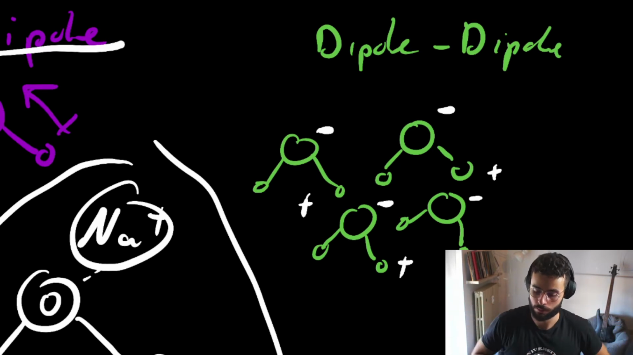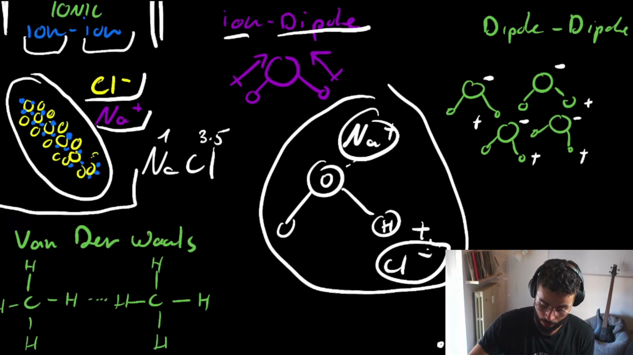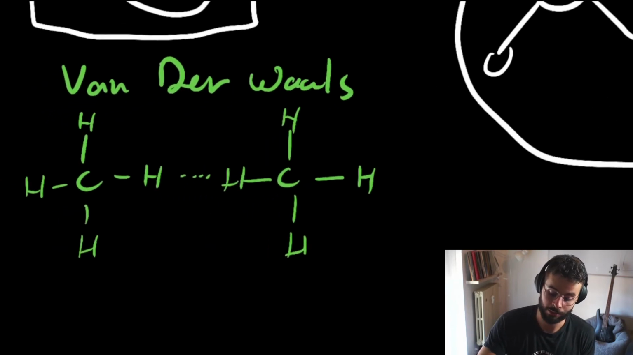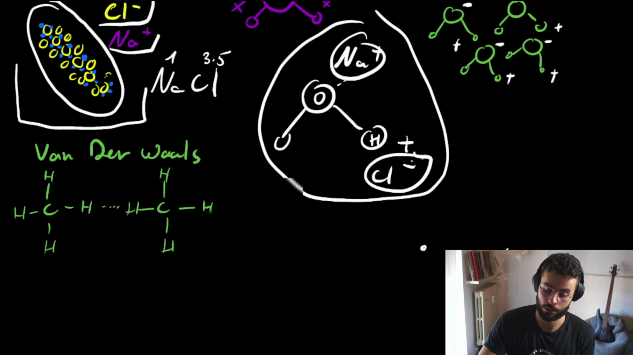But what happens when we don't have a polar molecule? Do we still have any interaction between the molecules? So yes, we do. This is called van der Waals interaction. Van der Waals, okay, let me go back a bit.